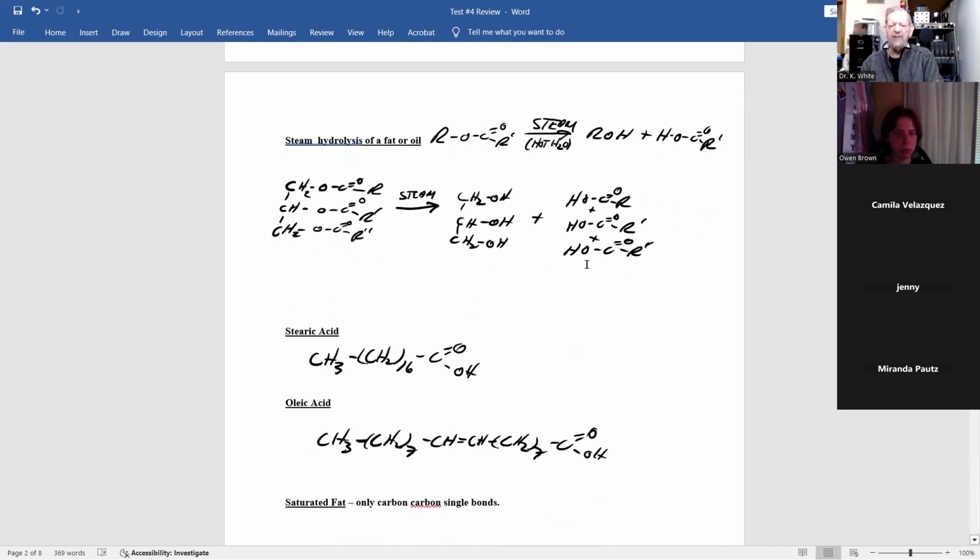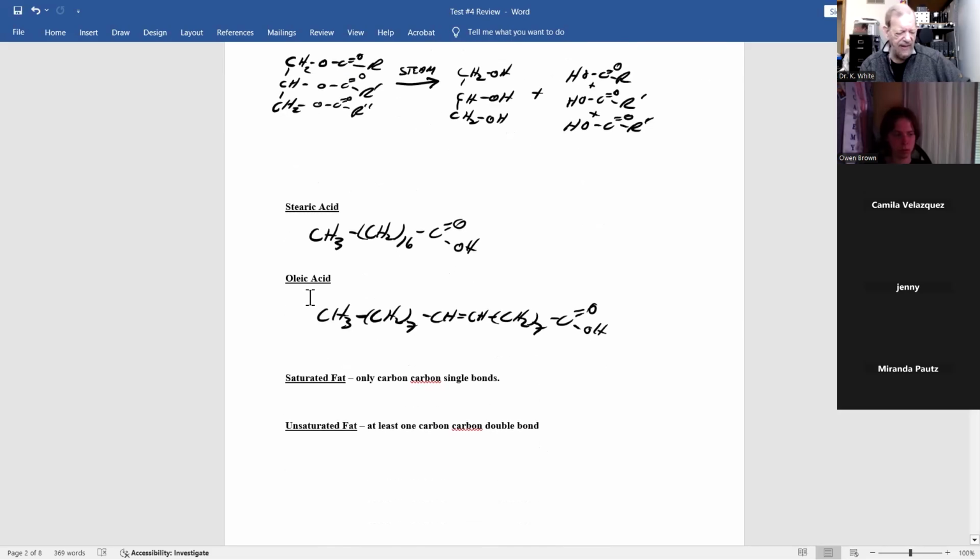Now, the carboxylic acids you get from this type of hydrolysis or acid hydrolysis, since they come from fats and oils, organic chemists are lazy. Instead of calling them fatty carboxylic acids, we just call them fatty acids. And there are two fatty acids I would like you to know the structure of.